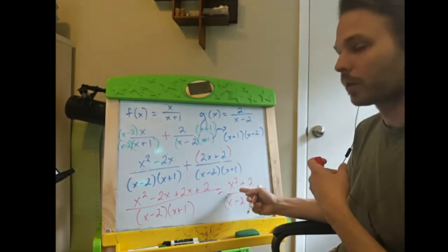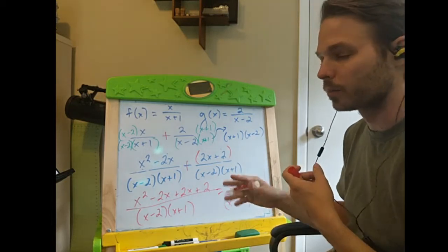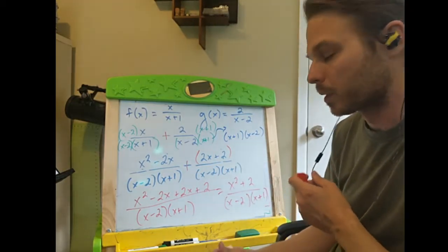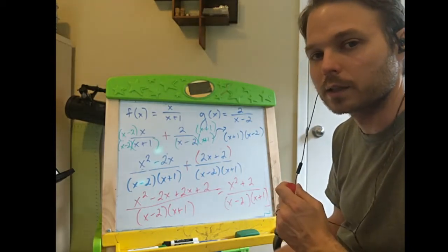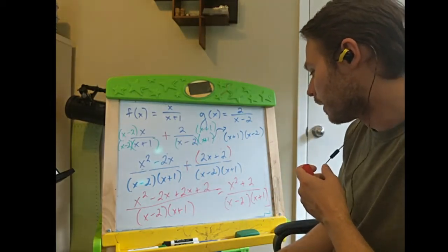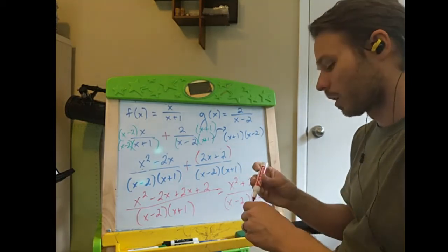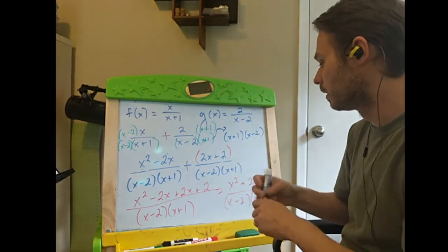And then we have to ask ourselves, does the numerator factor? Well, x squared plus 2 doesn't factor. That's prime. There's nothing that multiplies to get positive 2 and adds to get 0. So in that case, we're done. So that would be the addition.